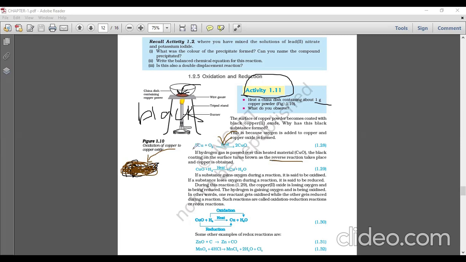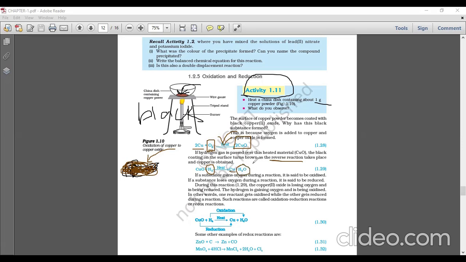Reverse reactions. So when you heat copper in the presence of oxygen, it forms copper oxide. What is the color? Black. And then if you pass hydrogen gas over the same copper oxide, it comes back again, forming copper plus water also, water moisture.